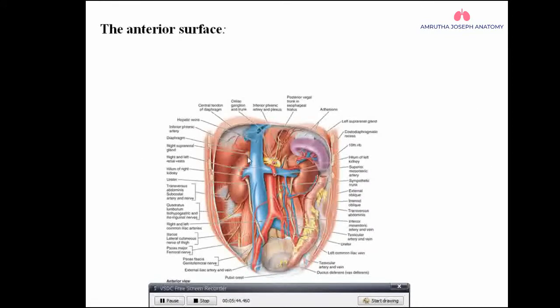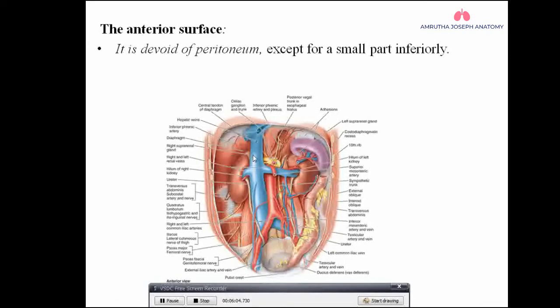Anterior surface. Here, the anterior surface cannot be seen very clearly. Only a small part of the anterior surface is seen. That is because the anterior surface is almost completely covered by the inferior vena cava, so there is no peritoneum on the major part of the anterior surface of the right suprarenal gland. A small part on the lower aspect may have peritoneum. Otherwise, because the inferior vena cava lies directly anterior to the suprarenal gland, there is no peritoneum.